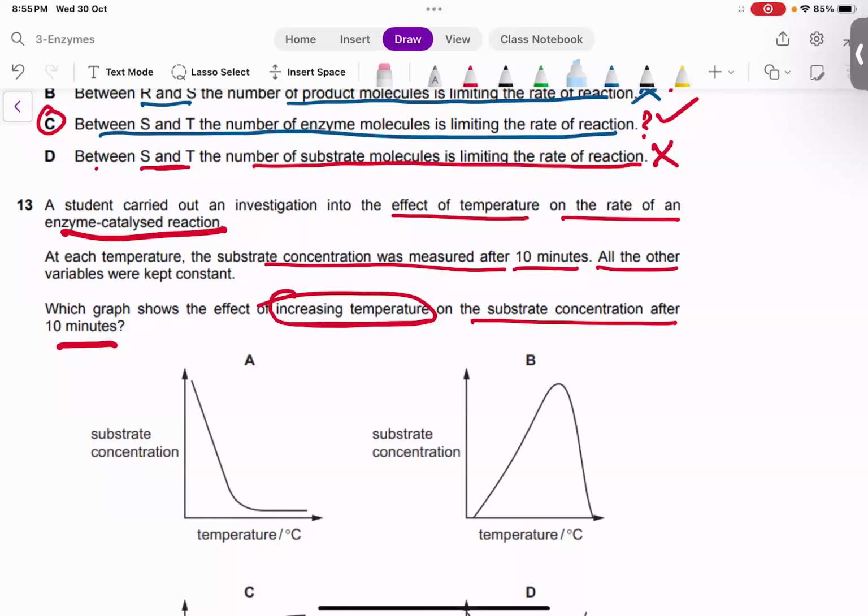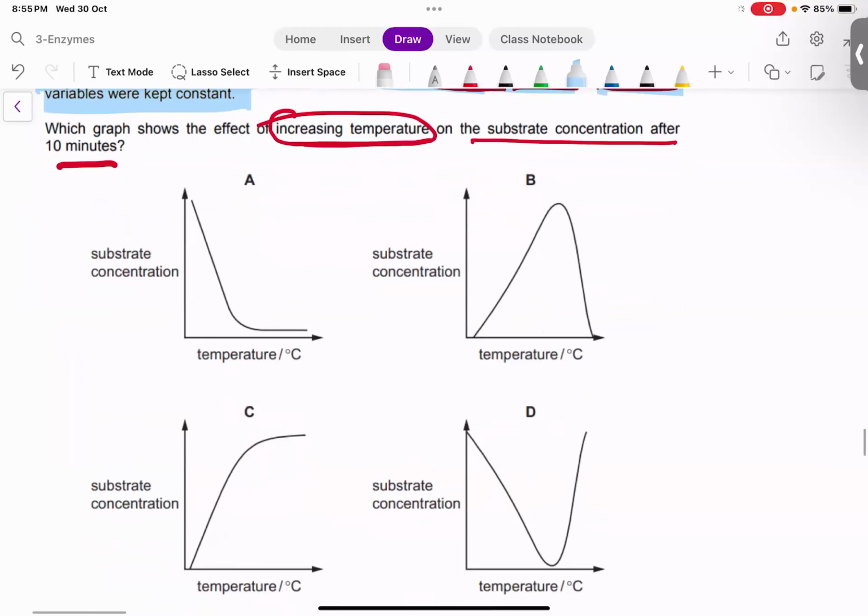And this statement is important. A student carried out an investigation into the effect of temperature on the rate of enzyme catalyzed reaction. At each temperature, the substrate concentration was measured after 10 minutes, and all other variables are kept constant. Okay, so at a temperature where the enzyme activity will be the most, the substrate concentration after 10 minutes will be the least. So this is the temperature where the rate of enzyme action will be the most and the substrate concentration will be the least at this point.